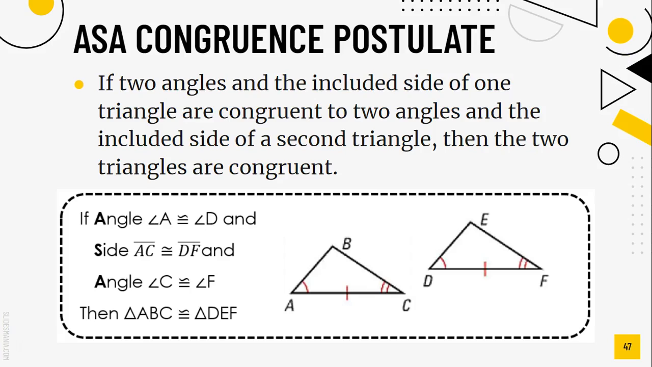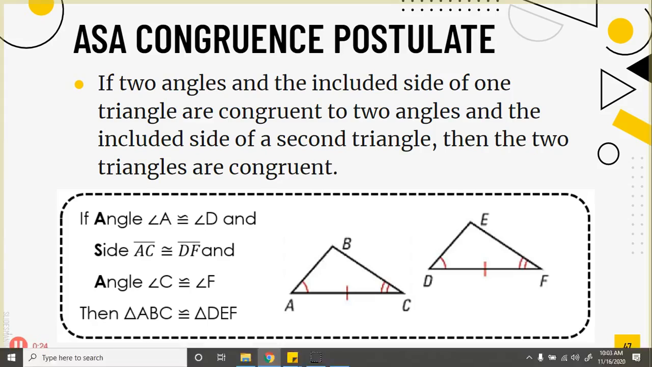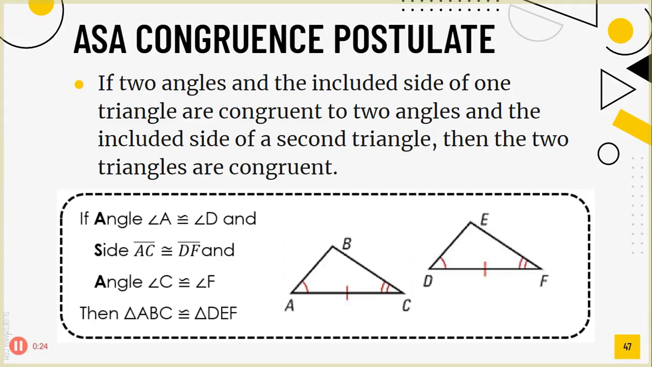This says if two angles and the included side of one triangle are congruent to two angles and the included side of a second triangle, then the two triangles are congruent. So what we mean by this is if we look at our picture, we notice that angle A has been marked congruent with angle D. And we also notice that angle C has been marked congruent with angle F. And then we see that side AC has been marked congruent to side DF.